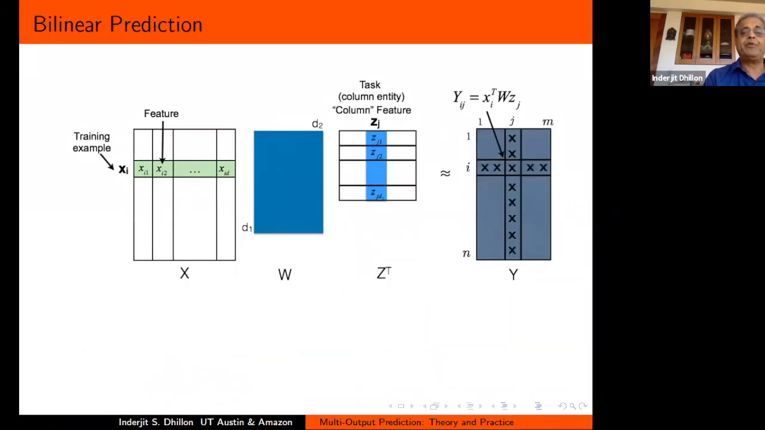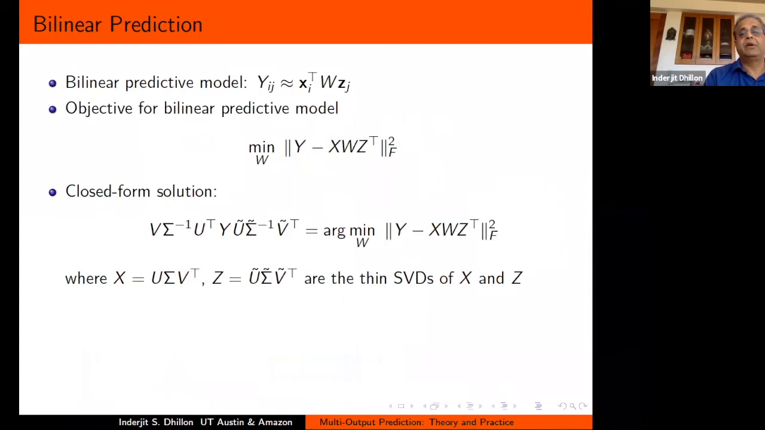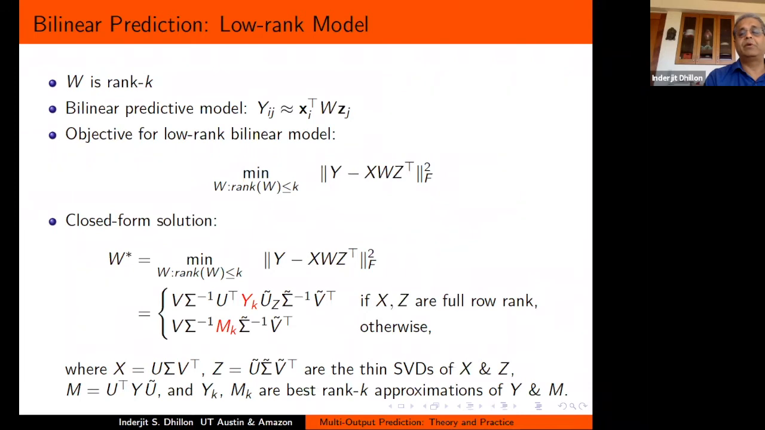So the prediction then becomes x W z transpose. x and z are the features of the inputs and the outputs respectively, and W is the coefficient matrix. And I can again solve this problem in closed form. If I put a rank constraint to try and exploit the correlations in the coefficient matrix, then still, because of the wonders of the SVD, you get a closed form solution.